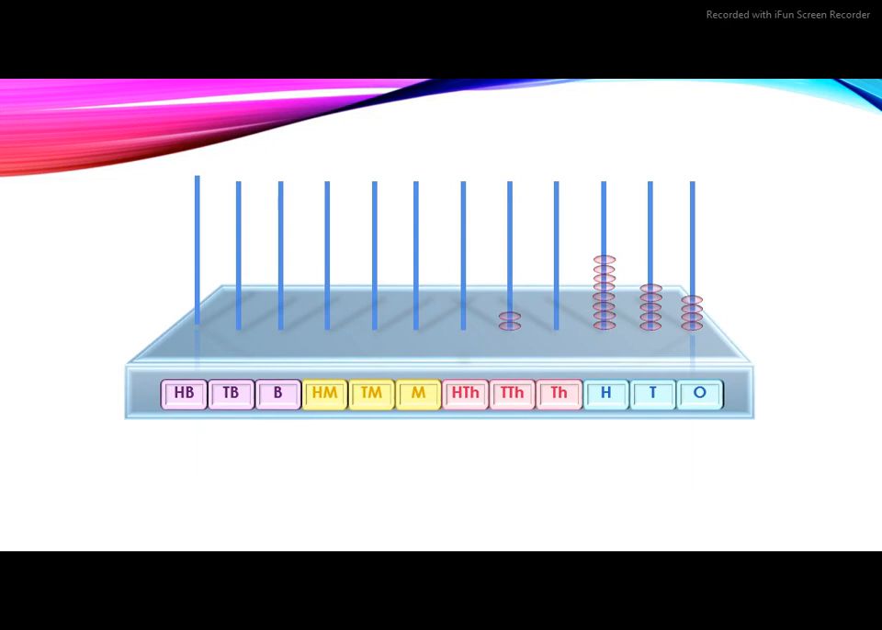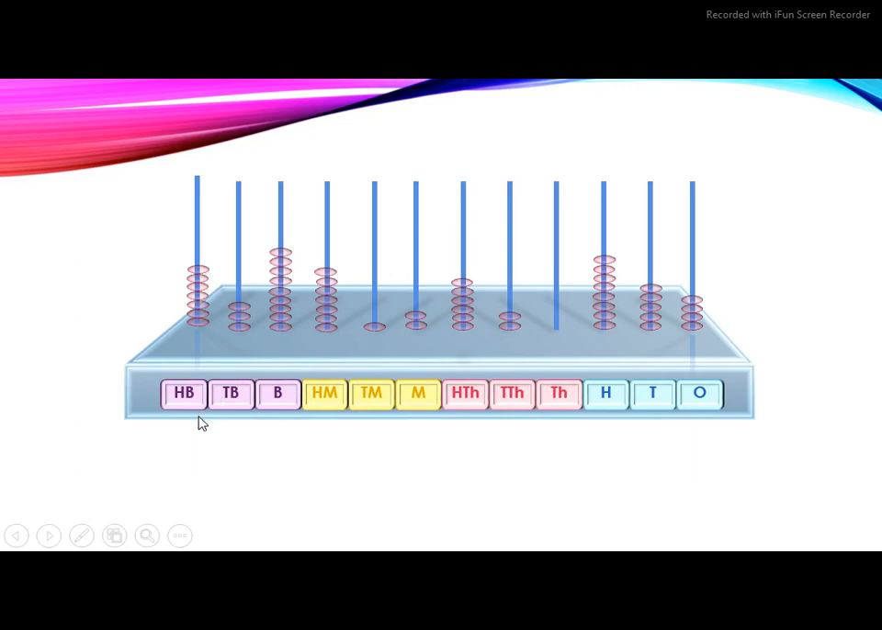2 beads for 10,000s, 6 beads for 100,000s, 2 beads for millions, 1 for 10 millions, 7 for 100 millions, 9 beads for billions, 3 beads for 10 billions, and 7 beads for 100 billions.